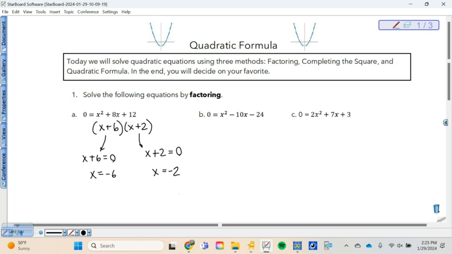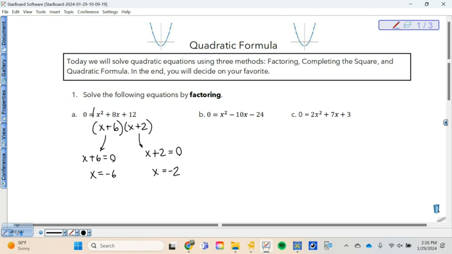Okay, so what are my solutions for x in that first one? What are the solutions? There's two solutions there. What are they? Good. Yeah, x equals -2 and x equals -6.